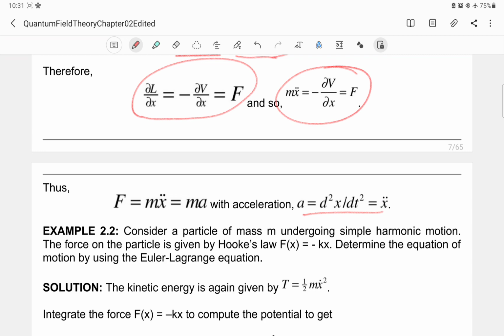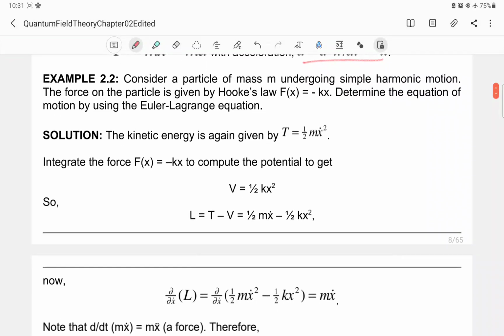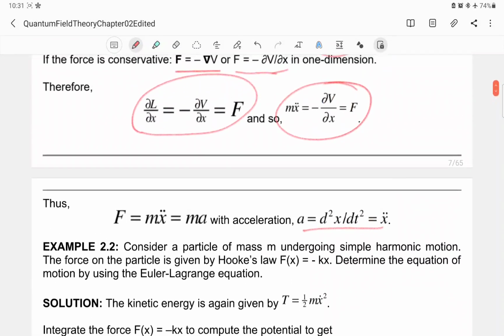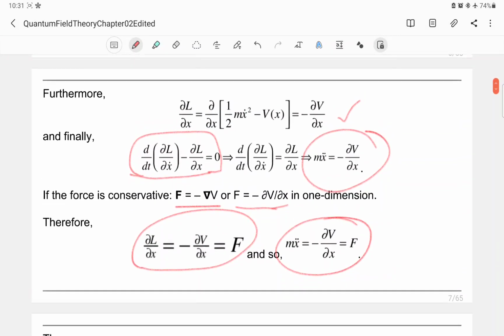Example number 2. By the way, the equation of motion is this one. It's the equation of motion.